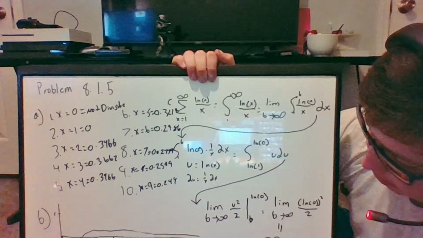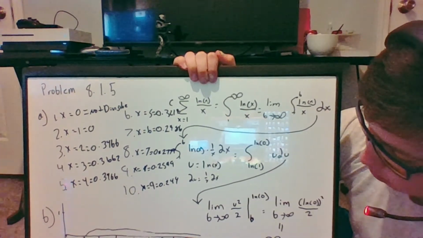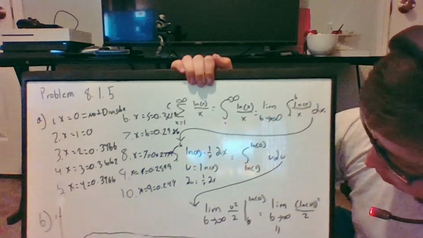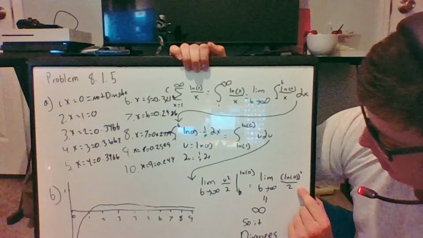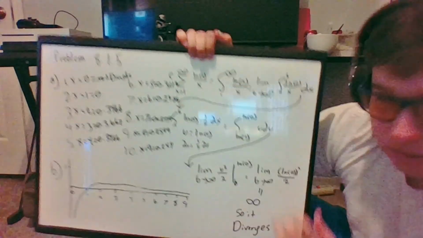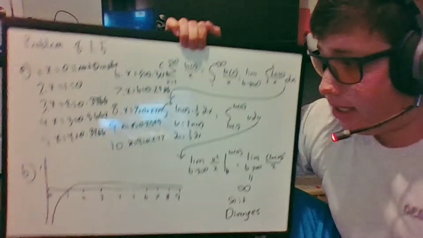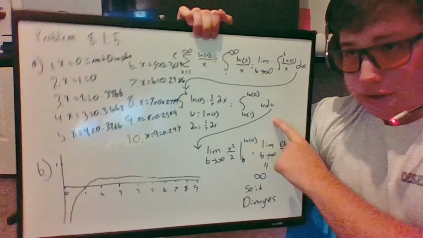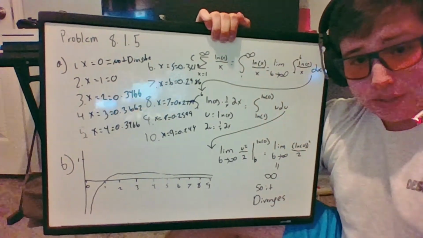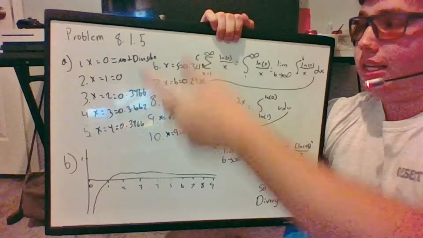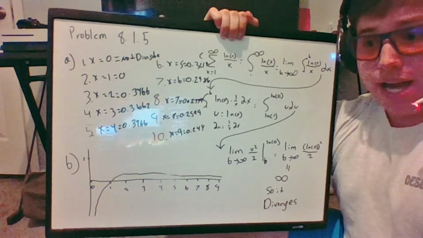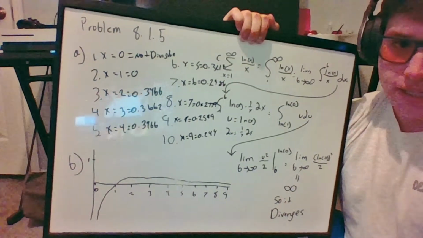So it's basically just u squared over 2, or ln of x squared over 2, and then we see that it kind of goes to infinity. So the integral diverges, which means the series diverges, which also means that the sequence diverges. So then we know the answer to part C: ln of x over x diverges.